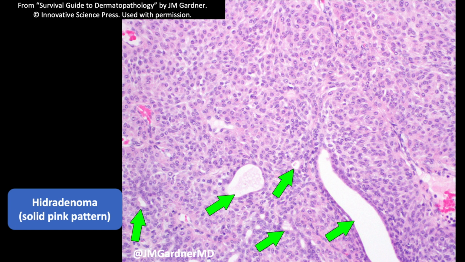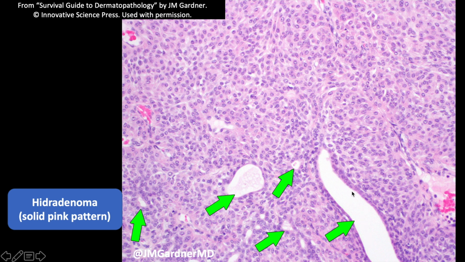Here's another example. And I think cytologically, the cells almost look squamoid to me. They look very much like the cells you would see maybe in a seborrheic keratosis or some other entity, like keratinocytes. And here are sweat ducts, little tiny ones, bigger ones, and then more dilated ones.